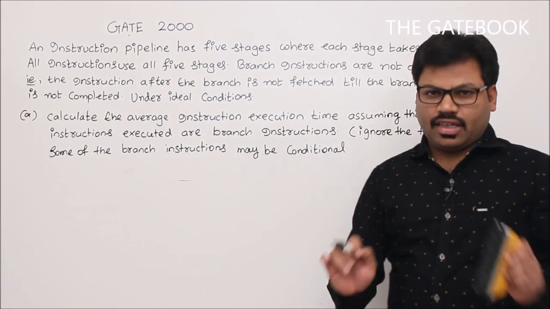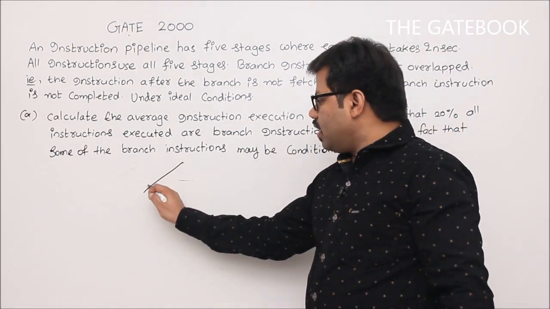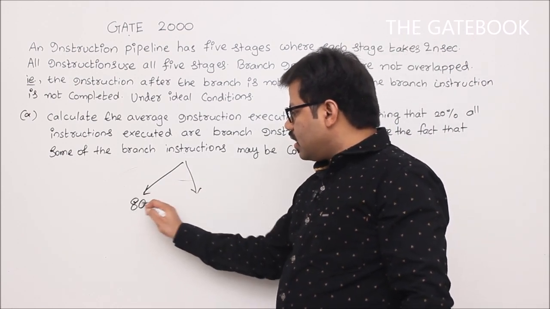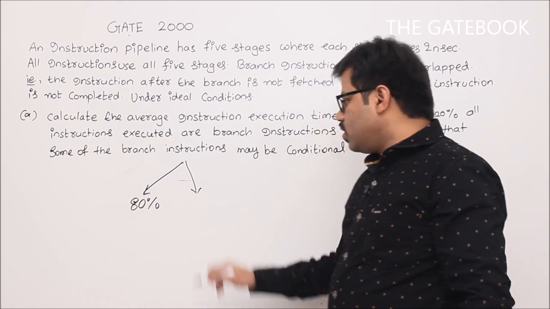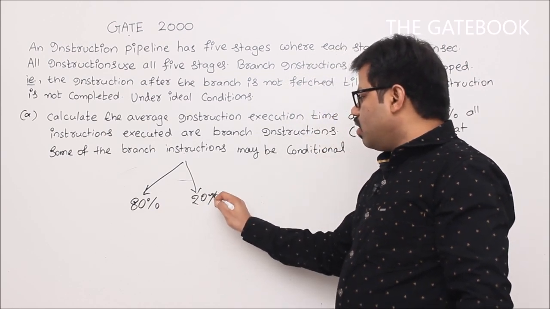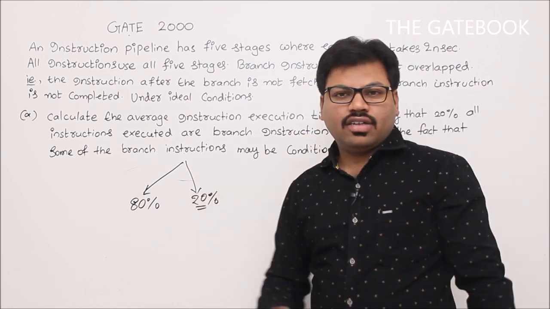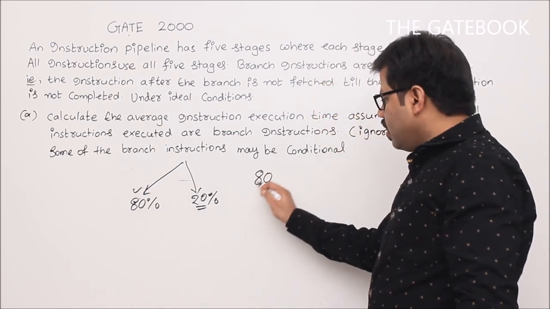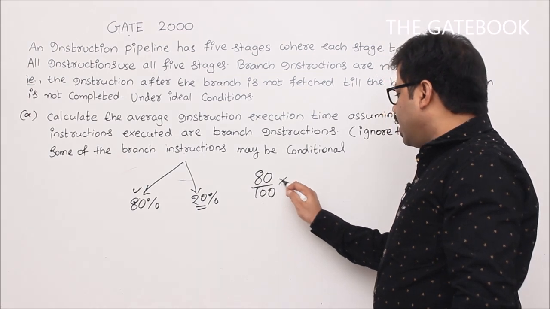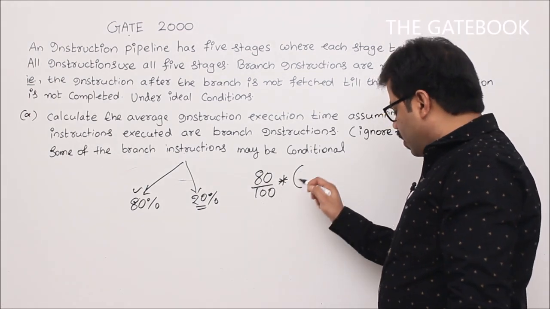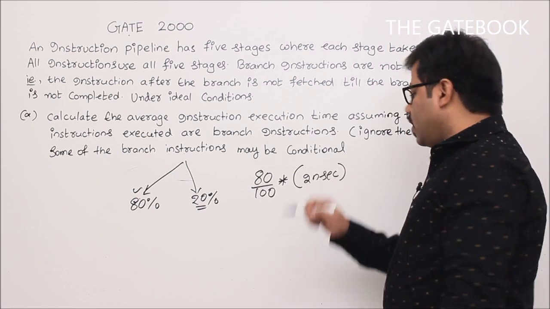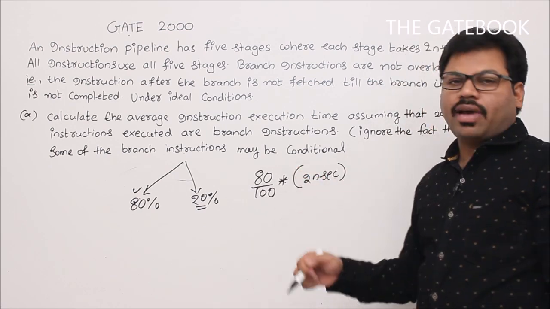For that, the formula will be like this. Just divide the instructions into two parts. 80% of the instructions are non-branch, 20% of instructions are branch, right? So these 80% instructions can definitely share the resources, so on average they only take 2 nanoseconds of time, correct, because they can be executed in parallel.